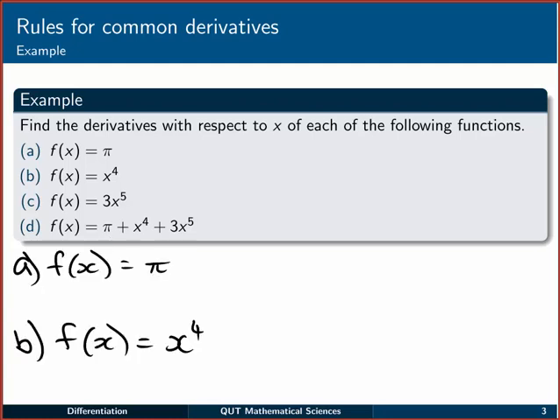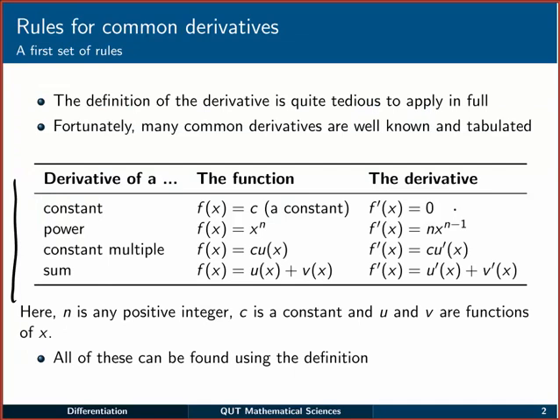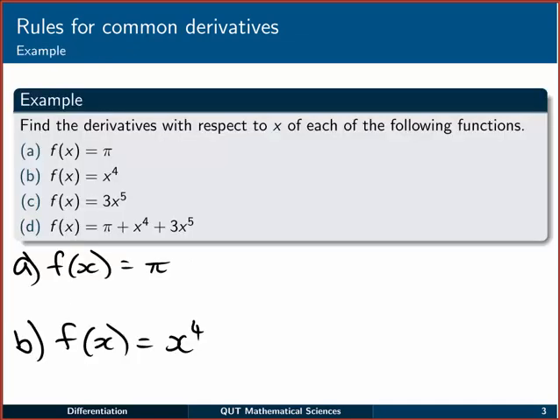First up, in A we have f of x equal to the number pi. Now pi is just a constant, so from the top row of the table in the previous slide, the derivative must be equal to 0. So we can just write straight in f dash of x is equal to 0.